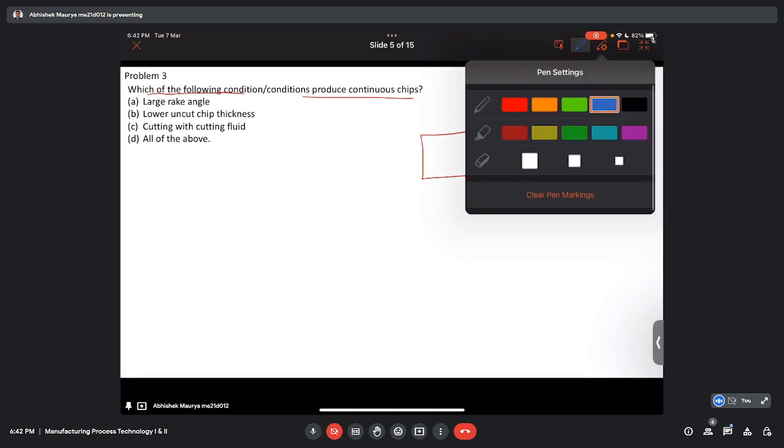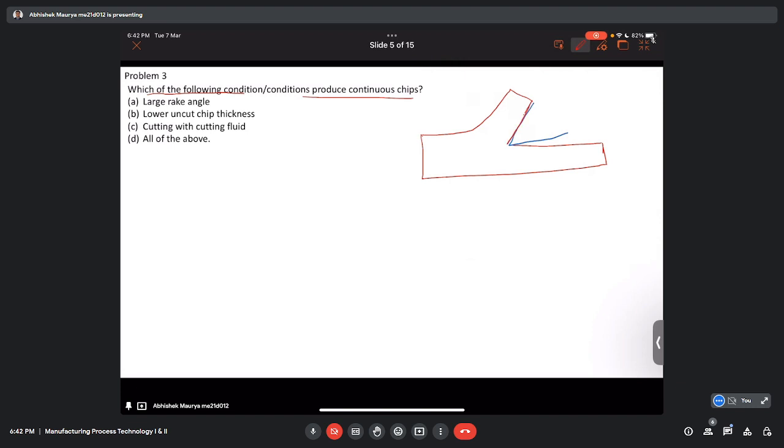This is the tool. This is the chip, workpiece, and this is the tool. Here, what is happening? Here, a layer of material is getting deformed plastically across the shear plane. Okay, and whatever material is getting deformed is coming out in the form of chips.